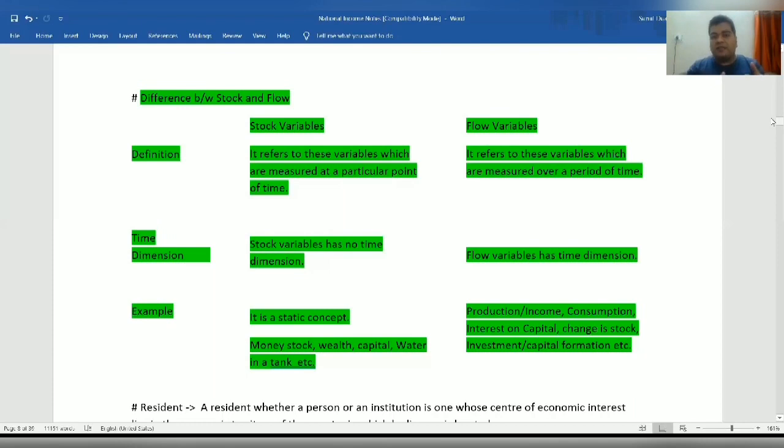But when I talk about wealth, wealth is a stock variable. Why? Because when I talk about wealth, it includes all the money with you, all the property with you, all the bank balance with you. We don't say we have wealth of rupees 10 crore for a year. हम कभी भी नहीं बोलते मेरे पास एक साल की इतनी वेल्थ है या 2 साल की इतनी वेल्थ है. ऐसे इस वक्त मेरे पास इतना पैसा है.